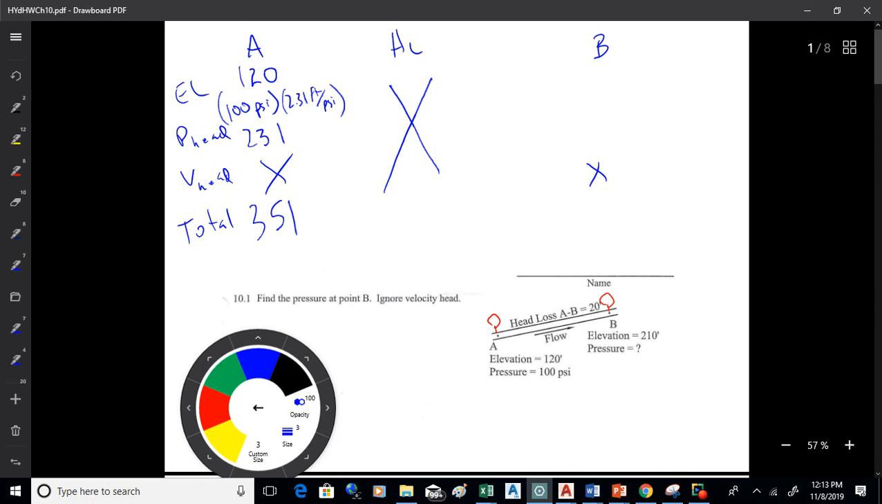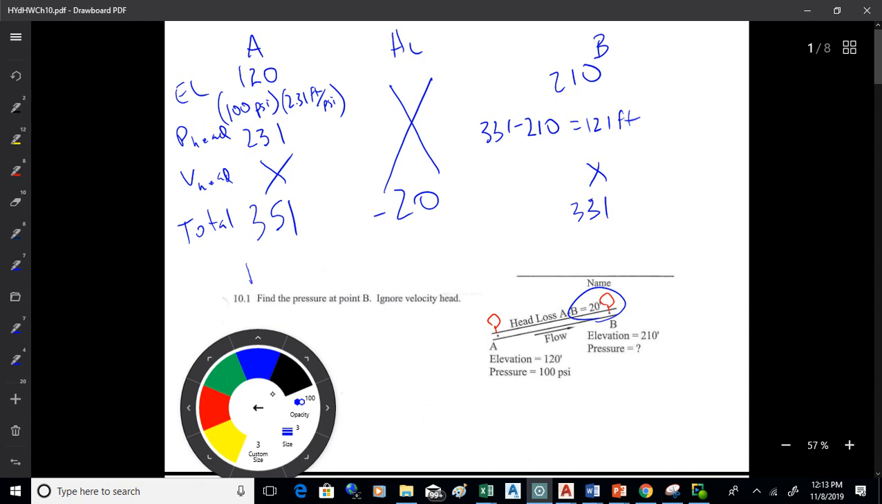All right. Now what we've been doing here this past week is figuring out how to find head loss, but for this homework, I'll just give it to you. So that's 20, and you take it away, and you get 331. Okay. And then the elevation at B is 210. So the 331 minus the 210 is 121. Okay, 121 feet.